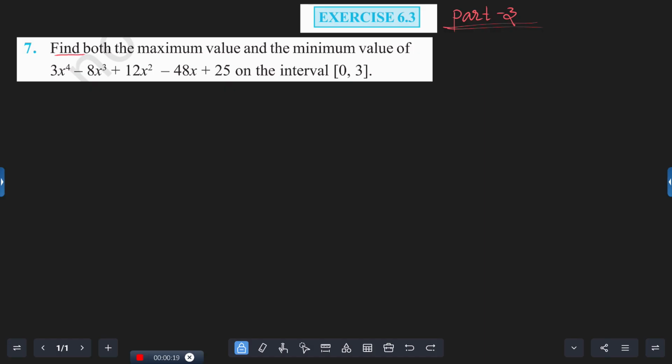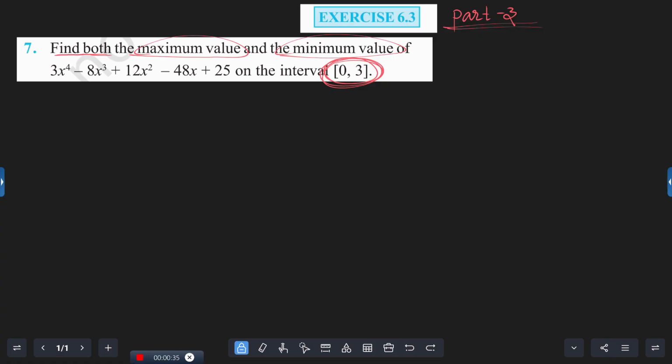Find both the maximum value and minimum value for the following function. Have you seen what the interval is? Closed interval. Now what can we use? Absolute maximum we can use.